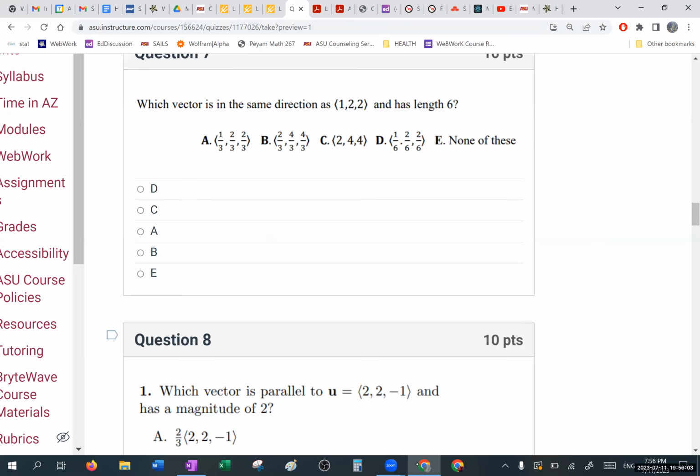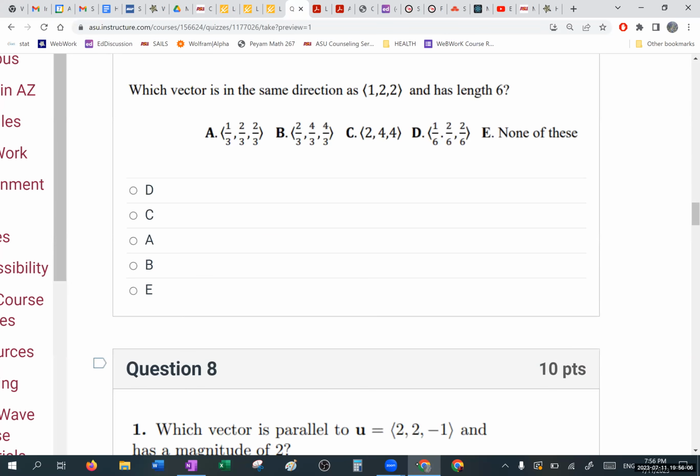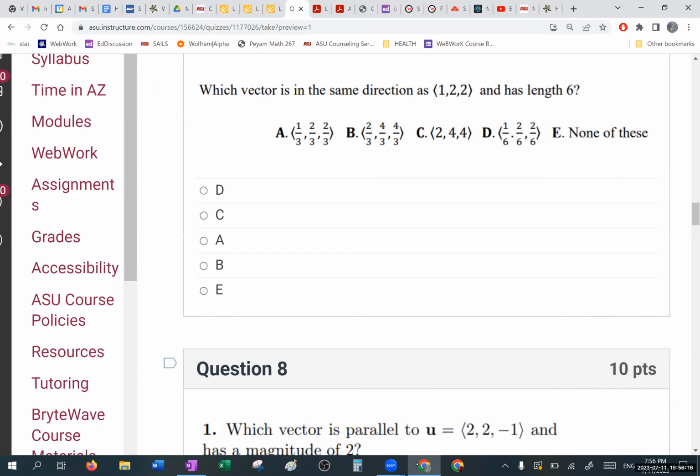See, what is the vector in the same direction as 1 to 2, but length 6? How do you do that? You find the unit vector and multiply by 6. And so on, so practice these. And then whatever you're stuck on, you're just going to post in the forum.